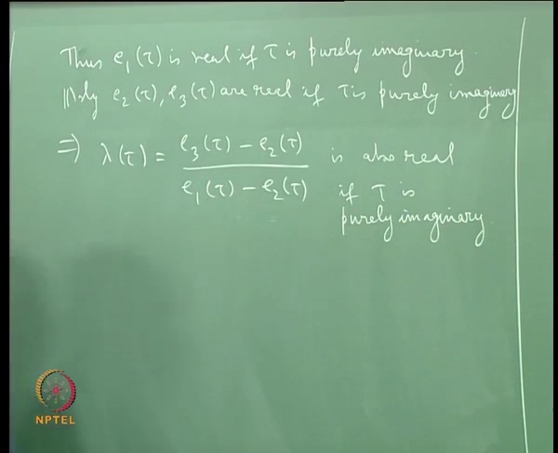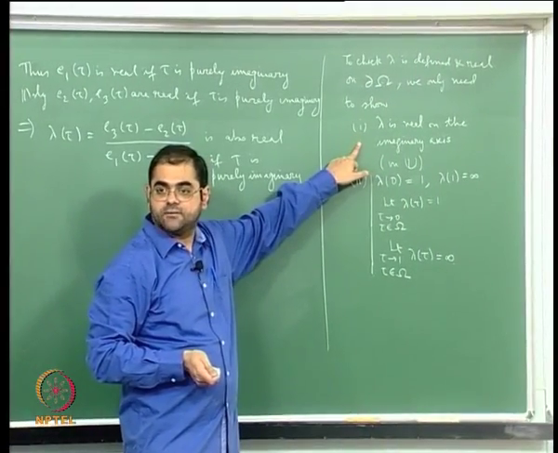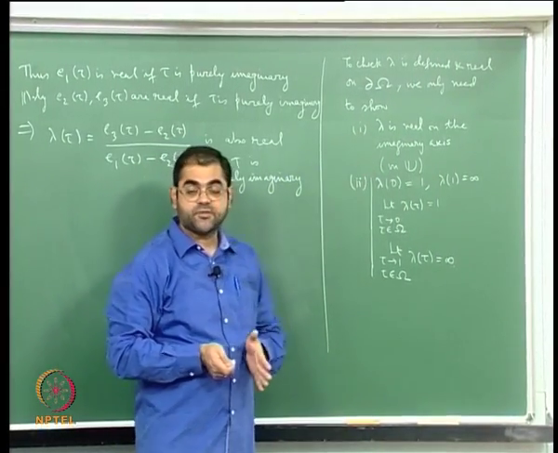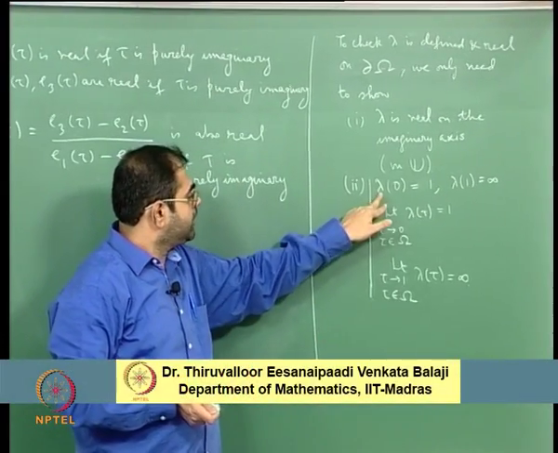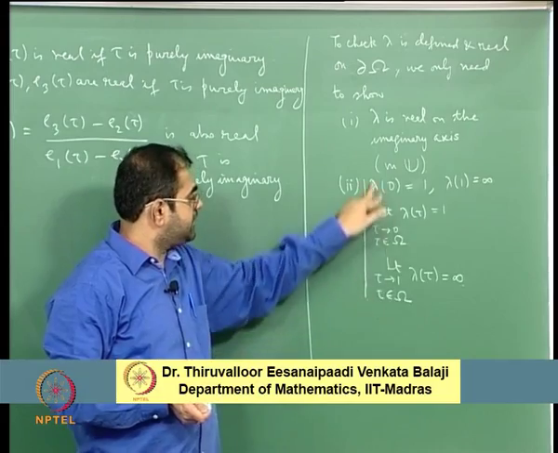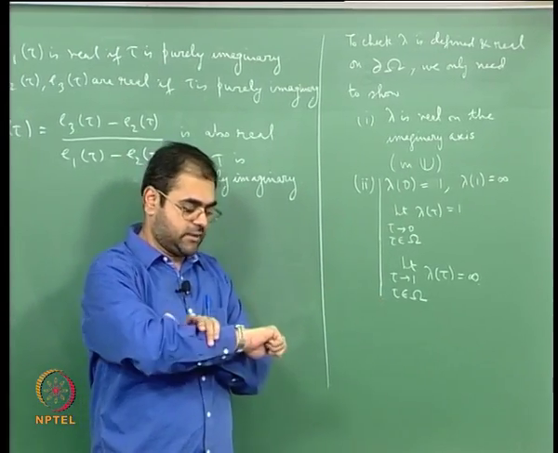So this completes the proof of the statement that lambda is real on the imaginary axis. This is the next statement that one has to prove, and I'll do that in the next lecture.